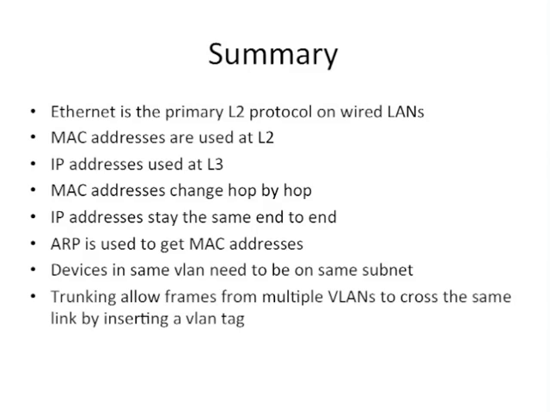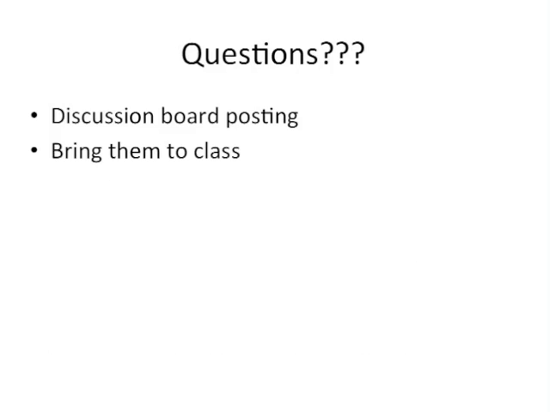Trunking allows frames from multiple VLANs across the same link by inserting a VLAN tag. That's where we put the 802.1Q tag in the middle of the Ethernet frame so the switches know what VLAN it needed to be associated with. Routing is needed to send traffic between VLANs. So if we have machines in different VLANs, there needs to be a router somewhere to get traffic between them.